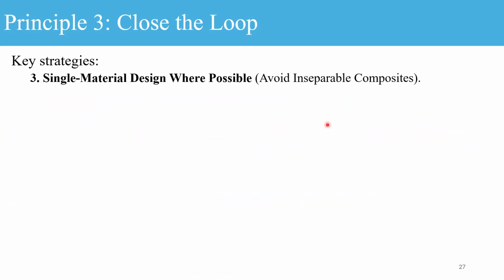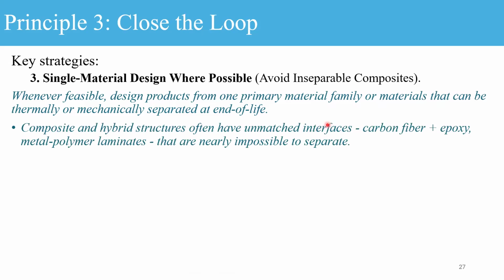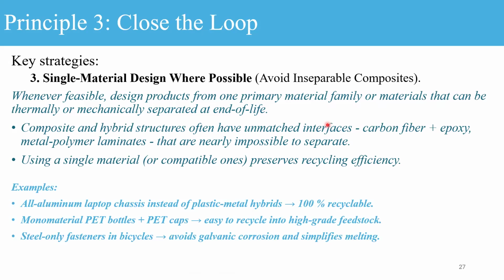Another key strategy to close the loop is single material design where possible, which avoids inseparable composites. The idea here is, whenever feasible, design products from one primary material family or materials that can be thermally or mechanically separated at the end of their life. Composite and hybrid structures often have mismatched interfaces. Carbon fiber plus epoxy and metal-polymer laminates are nearly impossible to separate. Using a single material or compatible ones preserves recycling efficiency.